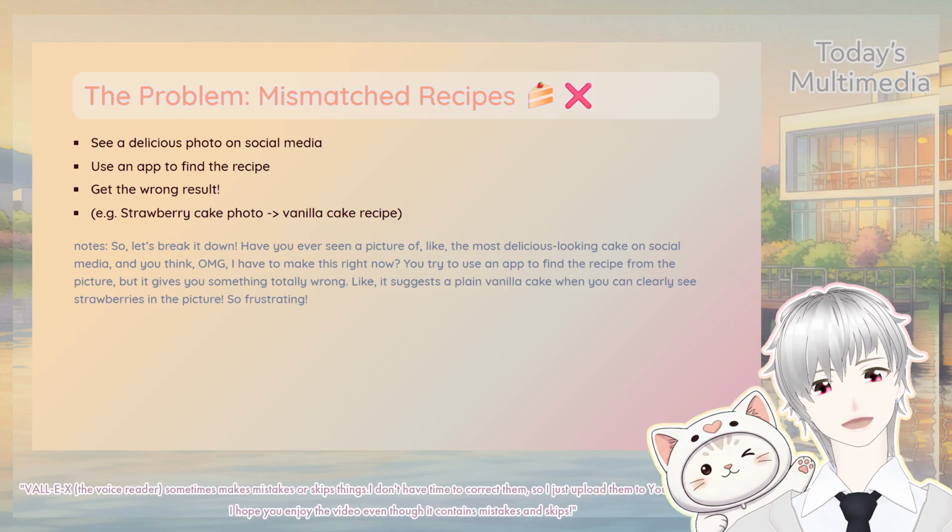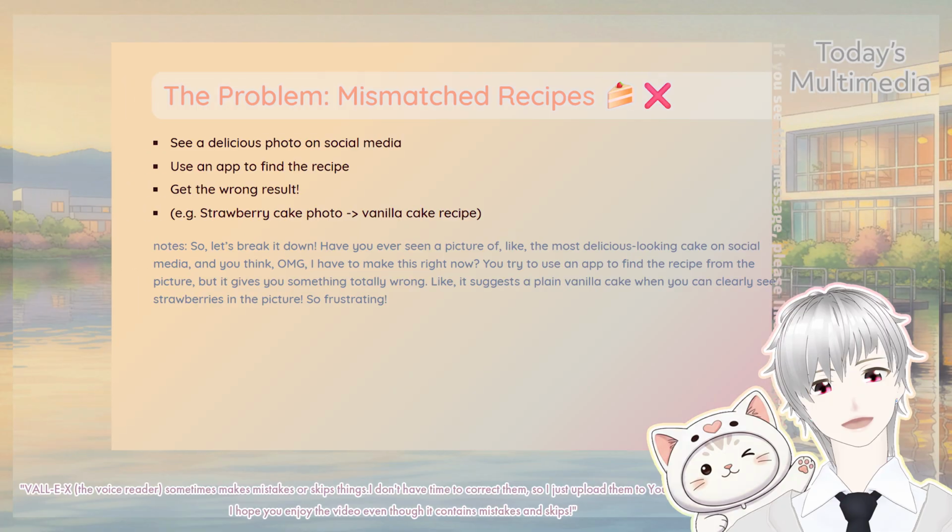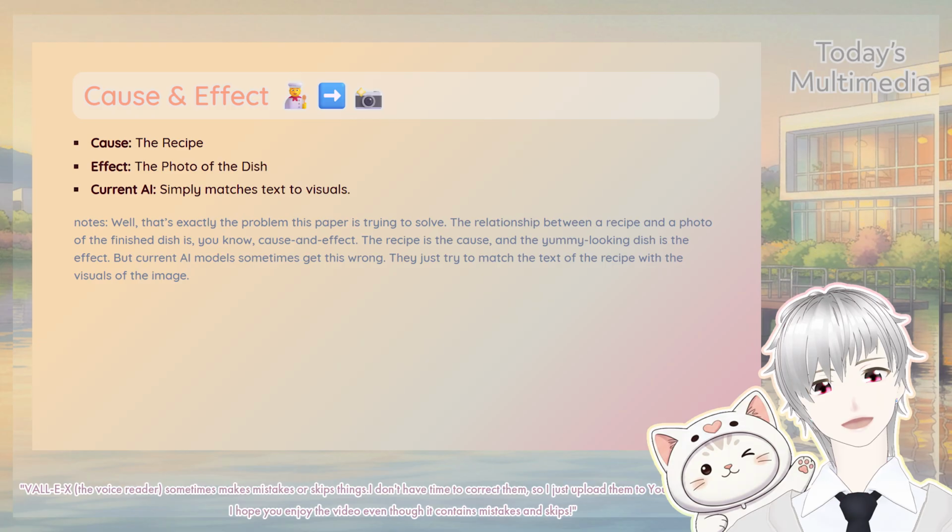Have you ever seen a picture of, like, the most delicious looking cake on social media, and you think, I have to make this right now? You try to use an app to find the recipe from the picture, but it gives you something totally wrong. It suggests a plain vanilla cake when you can clearly see strawberries in the picture. So frustrating. Well, that's exactly the problem this paper is trying to solve. The relationship between a recipe and a photo of the finished dish is a cause and effect. The recipe is the cause and the yummy-looking dish is the effect. But current AI models sometimes get this wrong.